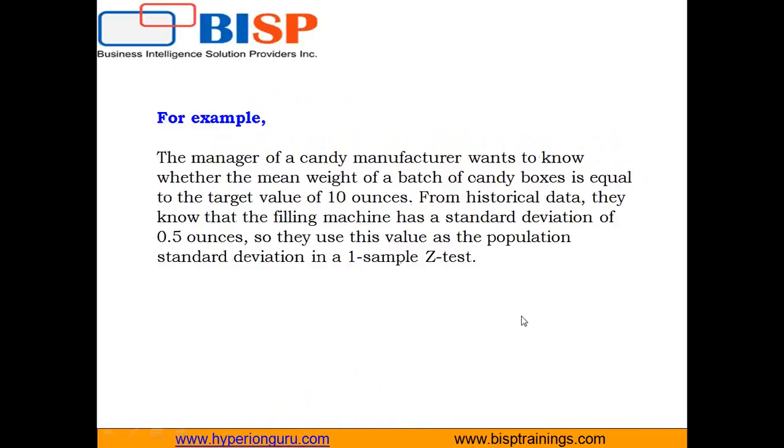So a z-test is a hypothesis test based on the z statistic, which follows the standard normal distribution under the null hypothesis. The simplest z-test is the one-sample z-test, which tests the mean of a normally distributed population with known variance. For example, the manager of a candy manufacturer wants to know whether the mean weight of a batch of candy boxes is equal to the target value of 10 ounces. From historical data, they know that the filling machine has a standard deviation of 0.5 ounces, so they use this value as the population standard deviation in a one-sample z-test.